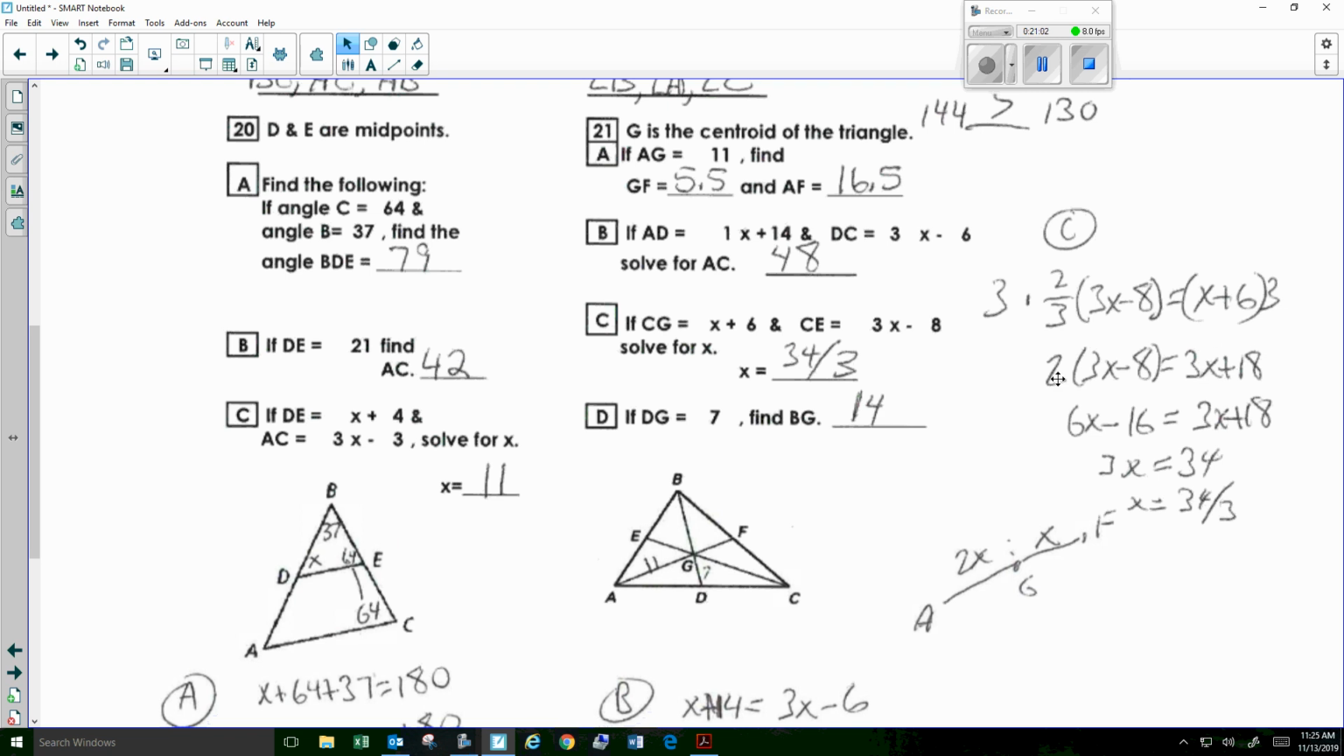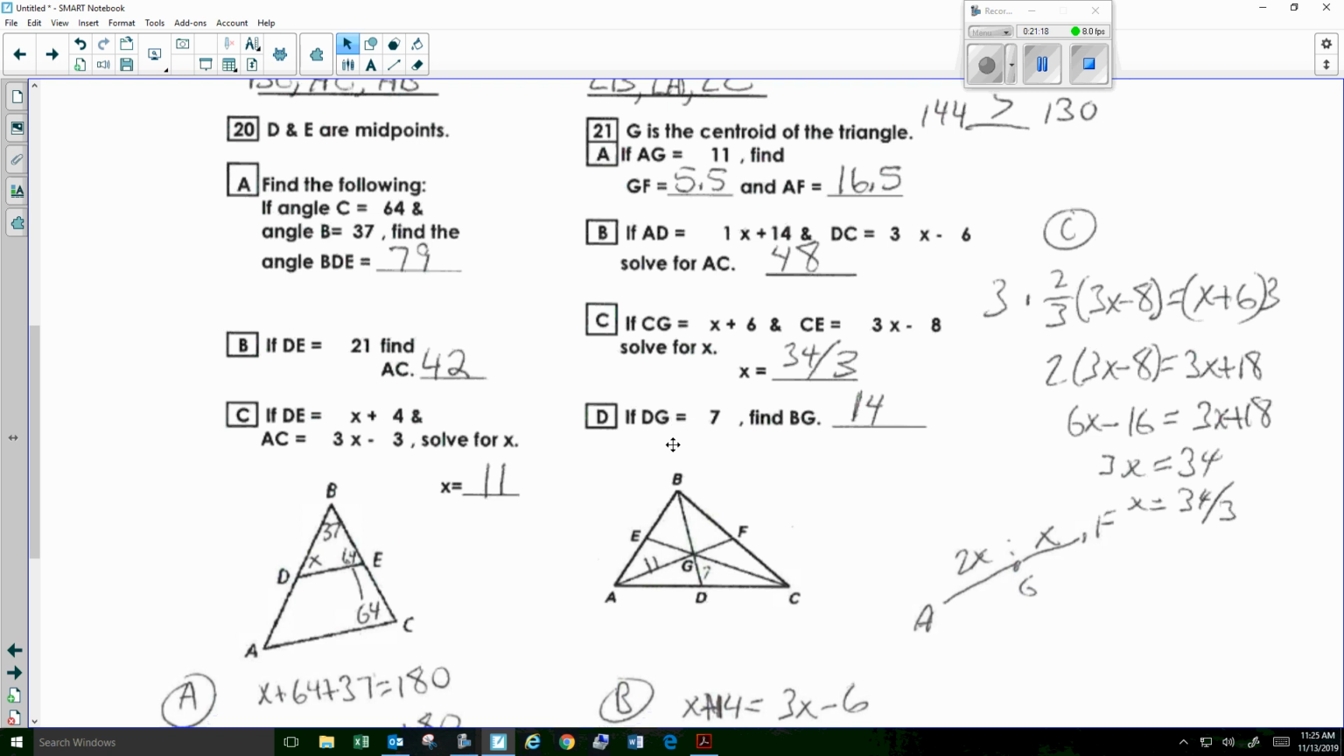I distribute that through there. Now distribute this through here. Subtract the 3x across, you get 3x. Add the 16 across, you get 34. Last step, divide by 3. This is all pre-algebra. And you get x equals 34/3. And that's what they wanted.